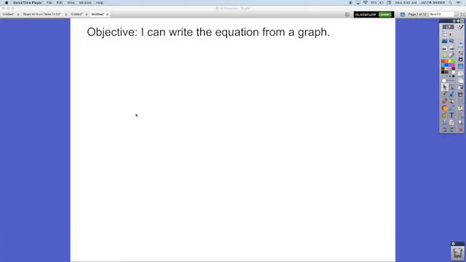So here's our objective for the day. I can write an equation from a graph. Go ahead and get that down for me.